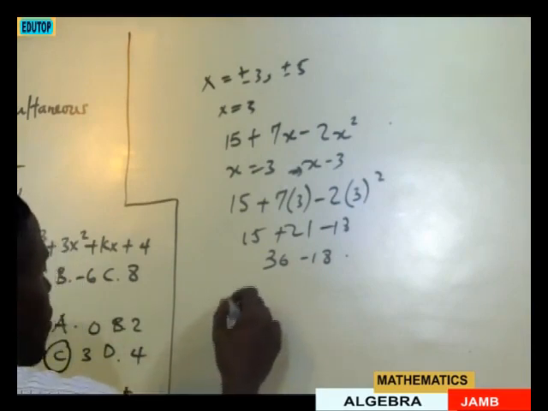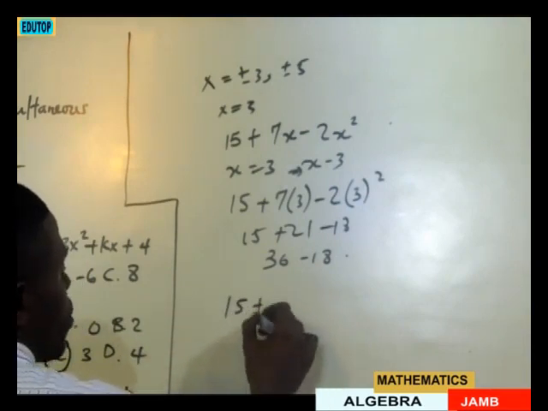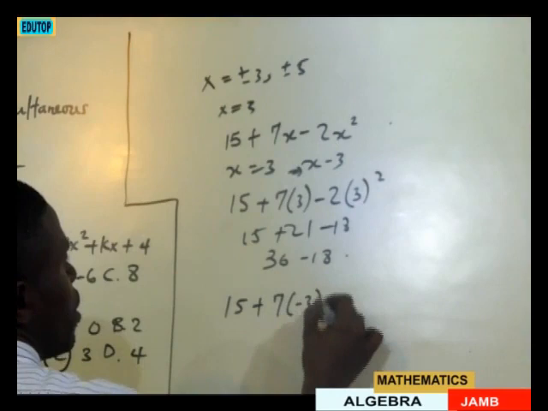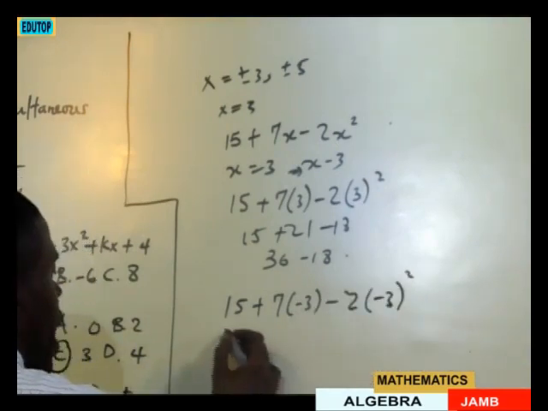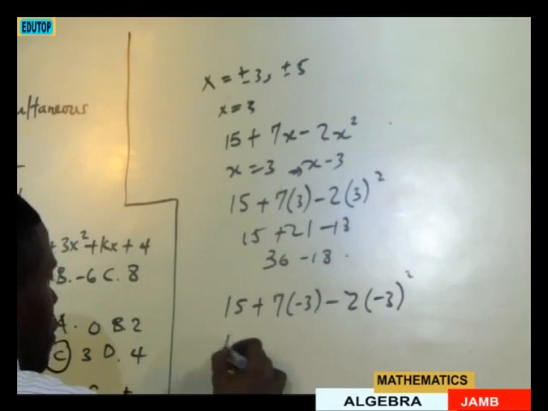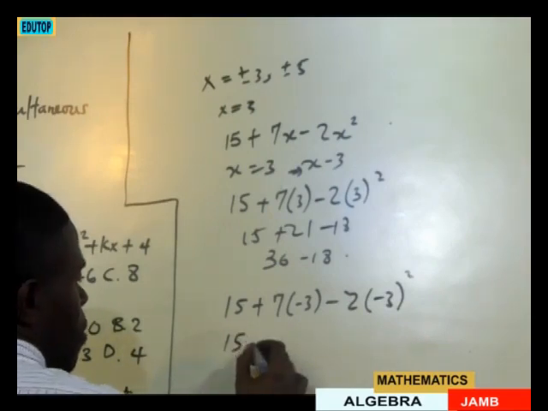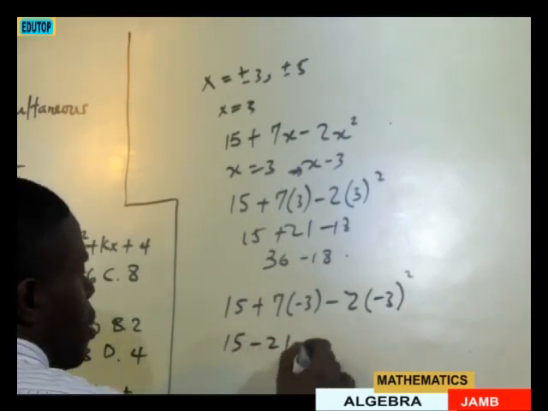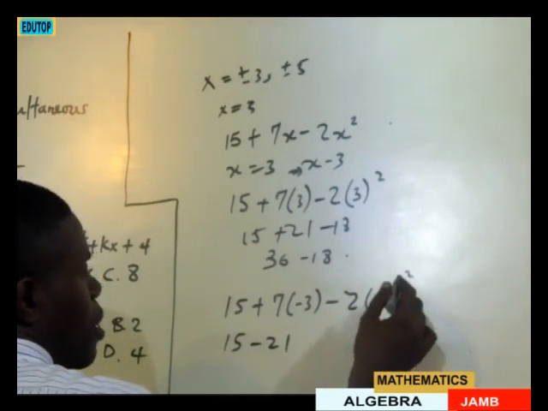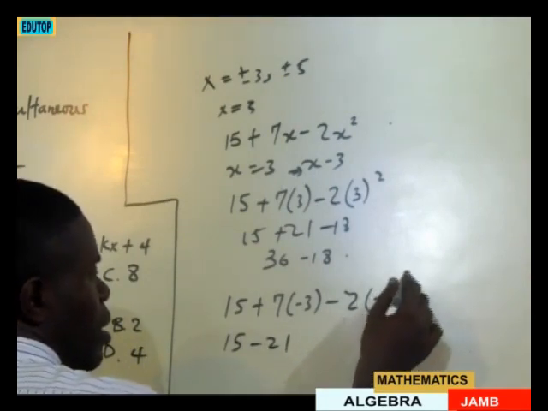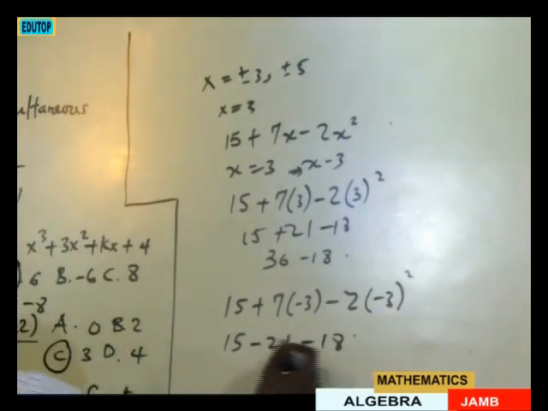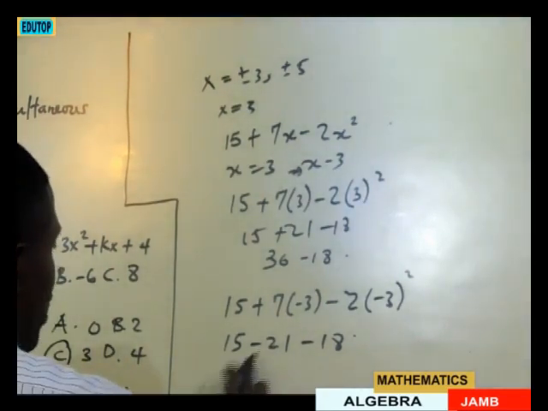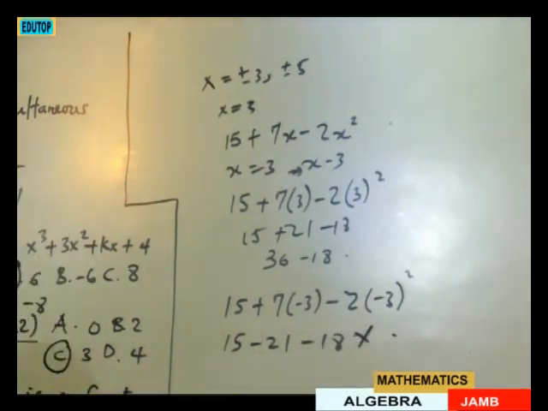So let's try minus 3. I have 15 plus 7 into minus 3 minus 2 into minus 3 squared. So here I have 15 minus 21. This is 9. 9 times this is minus 18. So this one also cannot be, because the value is negative.